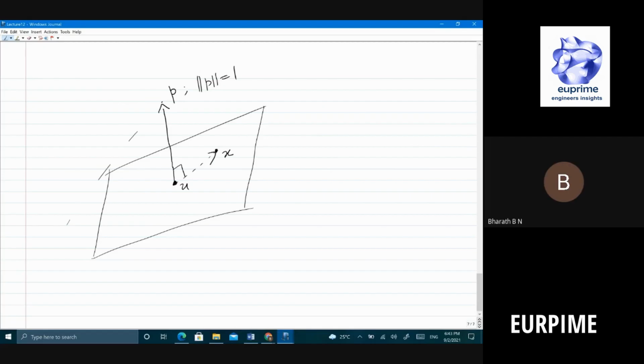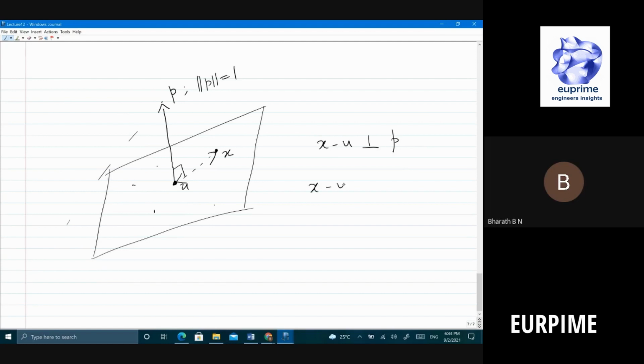I want to look at this vector, which is orthogonal to P. So what is this vector? Or this vector, it doesn't matter which direction you pick. Both are x minus u. So x minus u is orthogonal to P. You look at all x such that x minus u is orthogonal to P. That will describe all the points on this hyperplane. That's all.